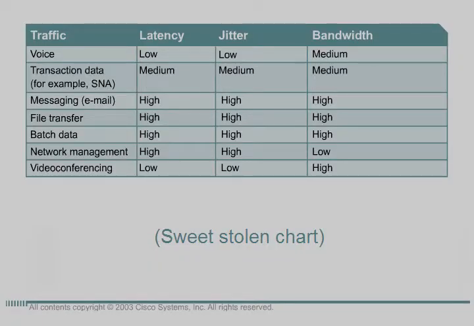Here's a sweet chart that shows some of the basic bandwidth, latency, and jitter statistics about different types of traffic one might expect to go through in a WAN. It's all pretty basic stuff. If you don't understand this, you should probably leave now.